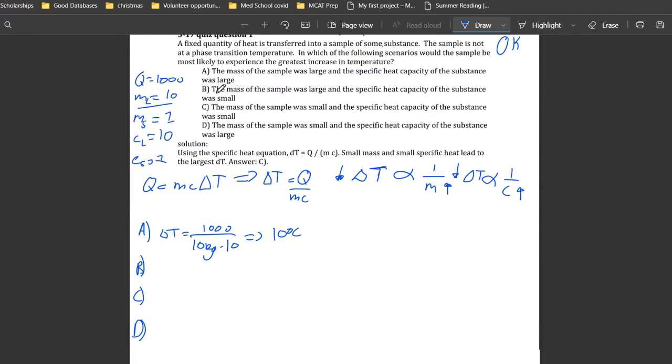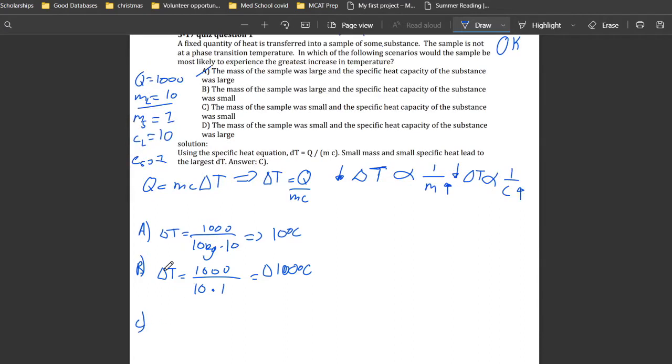Comparing that to B, where it says the mass of the sample was large and the specific heat capacity was small, we can say that delta T equals 1,000 over, we're using that large mass again, 10, as our arbitrary values, times our small heat capacity, which we just said is 1, and that's equal to 100, a change in temperature of 100 degrees Celsius. And we see that B is already larger than A, meaning that A is false. A would not yield the greatest increase in temperature, so A is false.